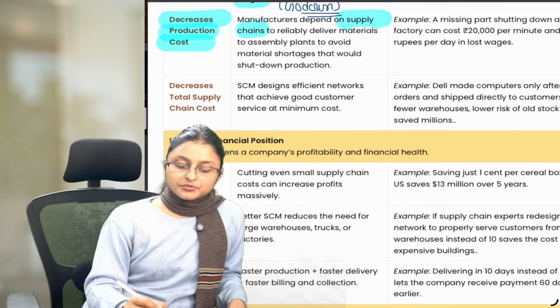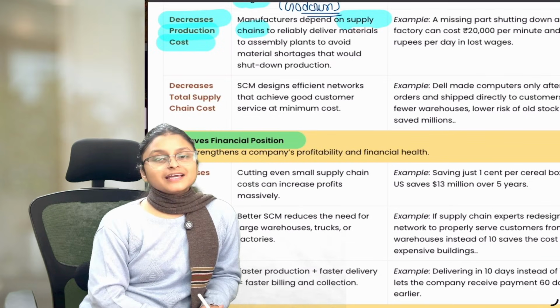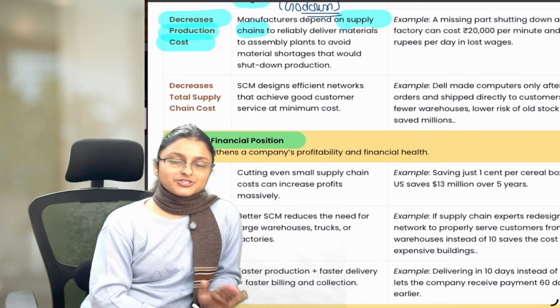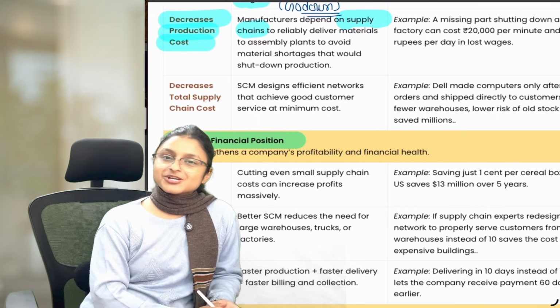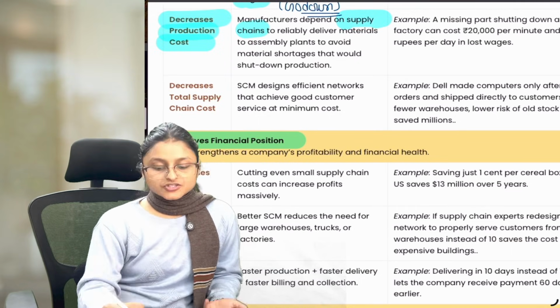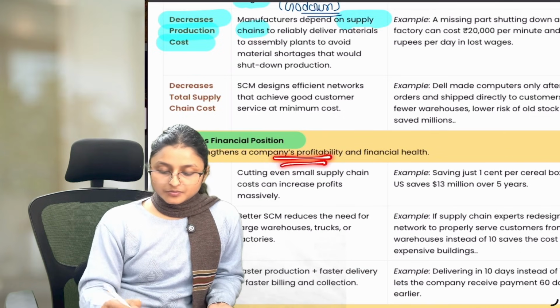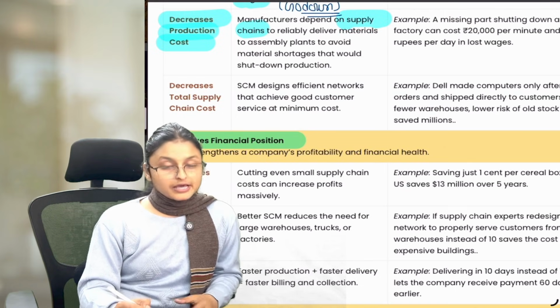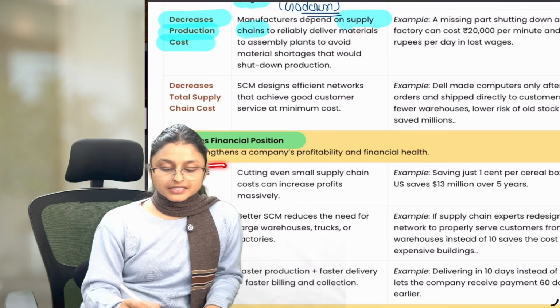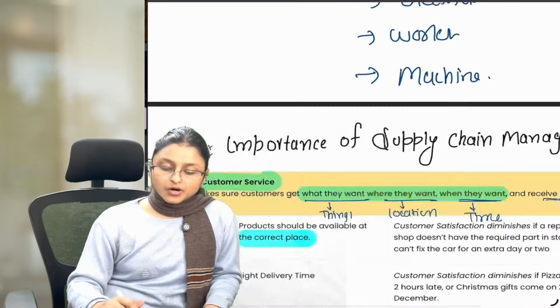Done. Next is improvement in financial position. Think about it. If supply chain is managed, you are able to satisfy your customers, you are able to reduce cost, hence your financial position will improve, right? So the company's profitability improves and financial health improves if supply chain is managed properly. Now how does this happen? The first thing is increase in profit leverage. Now what does it mean?